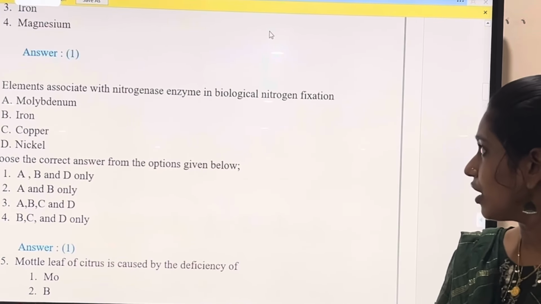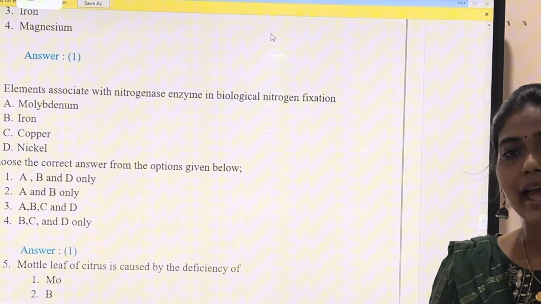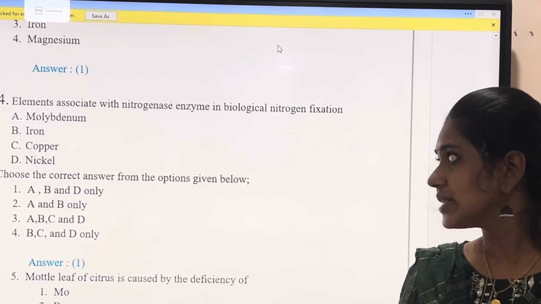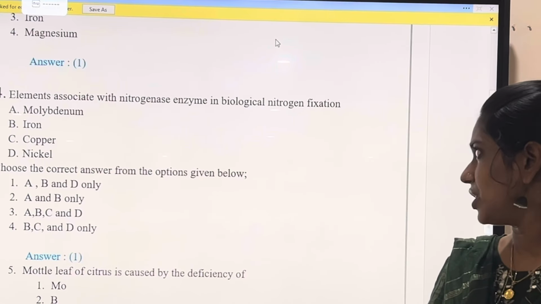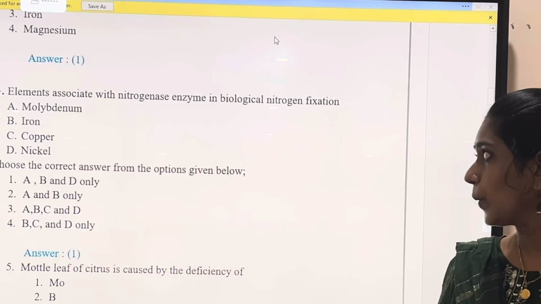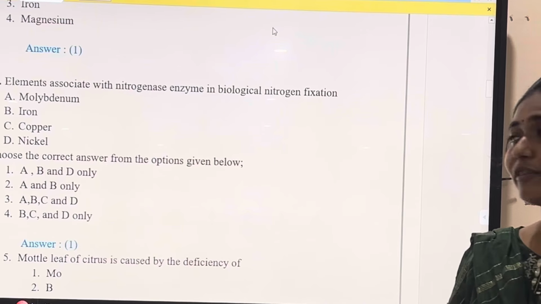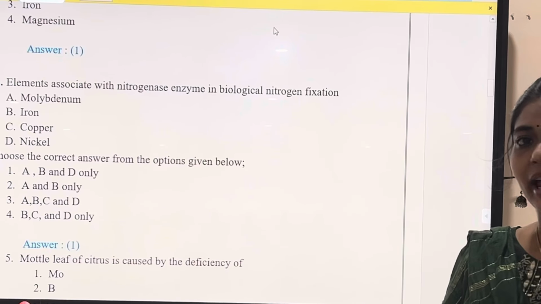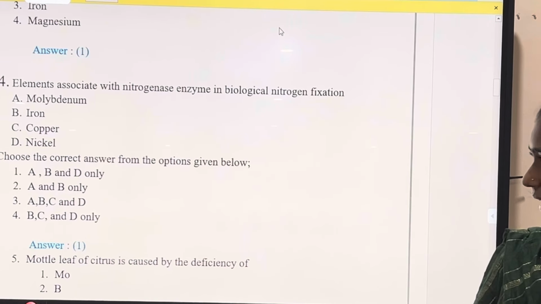So the conversion of atmospheric nitrogen to ammonia is known as ammonification, and thereby it will be converted to nitrate, and this whole process we can call biological nitrogen fixation. And for this process they require a particular element. So the question is, which of these elements are required for the working of the enzyme nitrogenase? Here molybdenum, iron, copper and nickel are given.